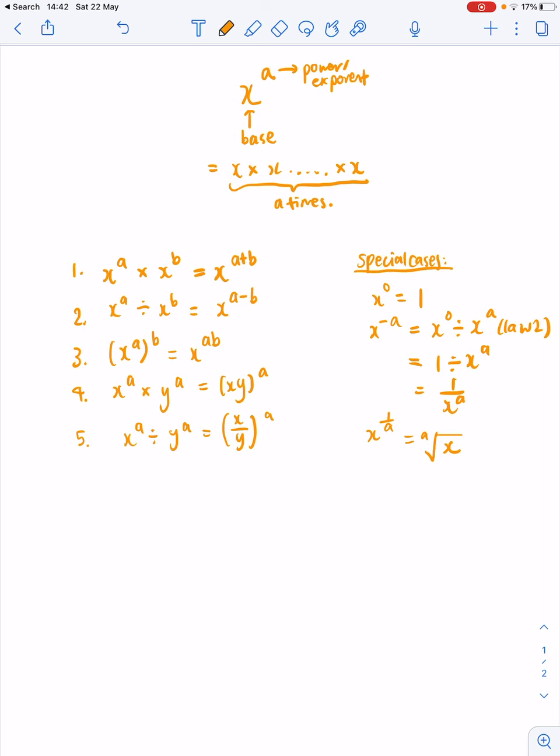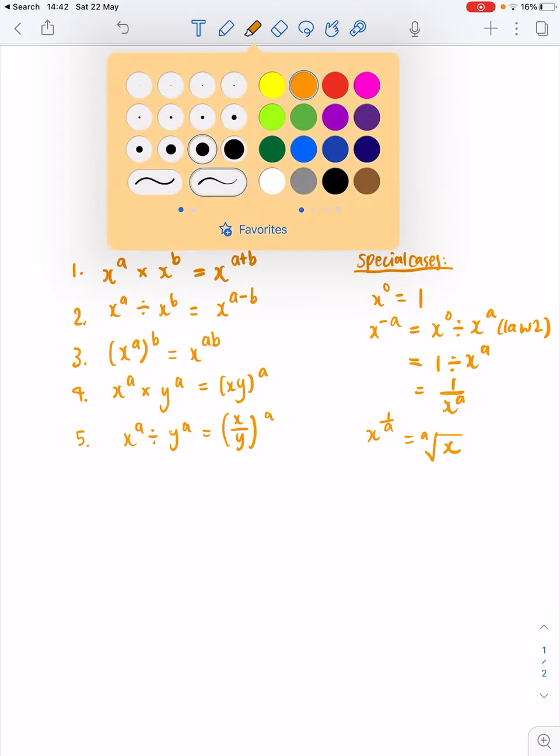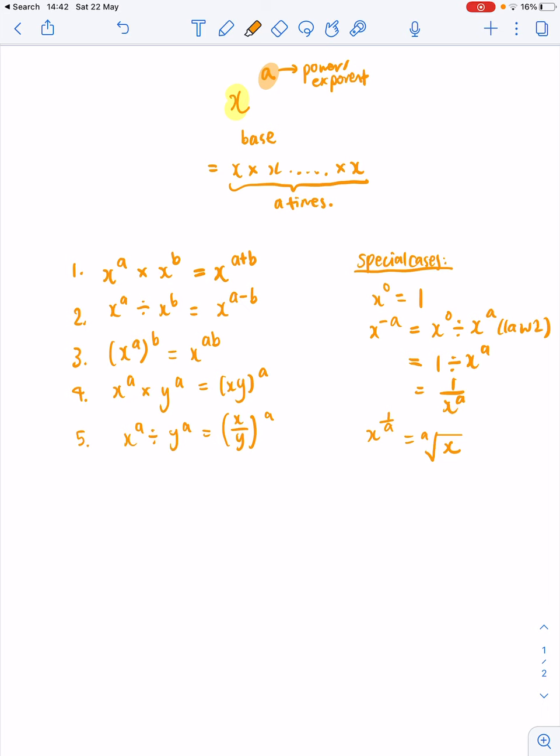Firstly, it's important to note that expressions come in the form of x to the power of a in this topic, where x is known as the base, as shown, while a is known as the power, as shown. If I take x to the power of a, it is equivalent to multiplying x, a times.